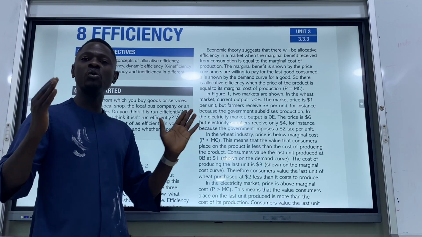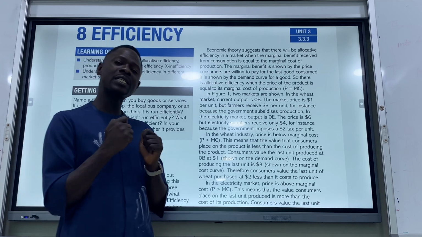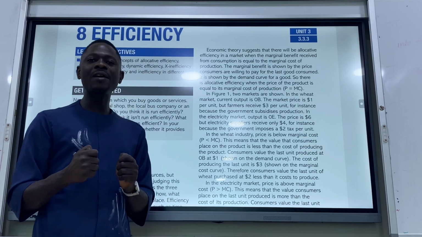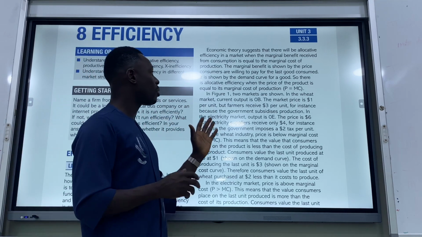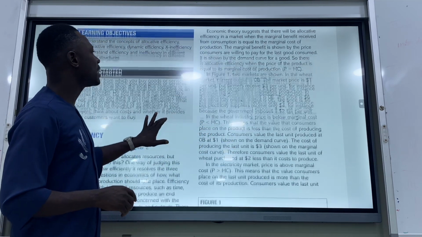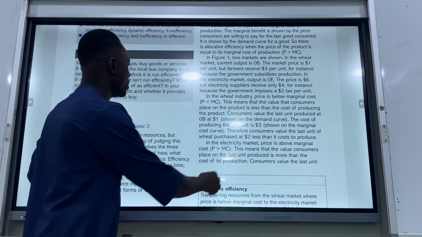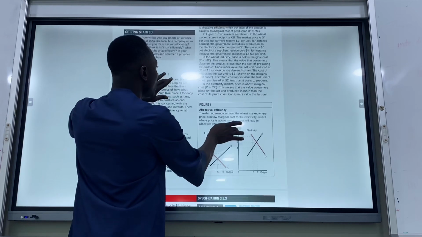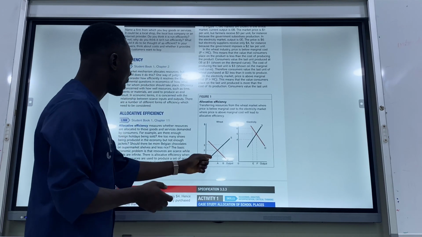Allocative efficiency will only occur if consumers are willing and able to pay for certain products and they derive satisfaction and welfare. That is what we call allocative efficiency. Now they said in figure 1, two markets are shown, starting with the wheat market. The current output is OB for the market of wheat.